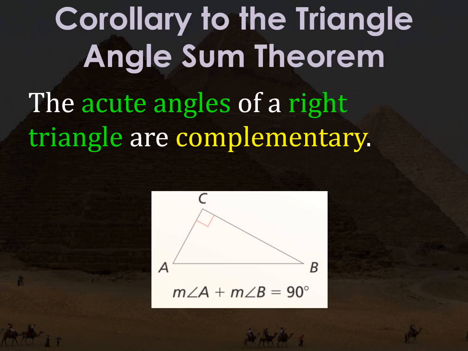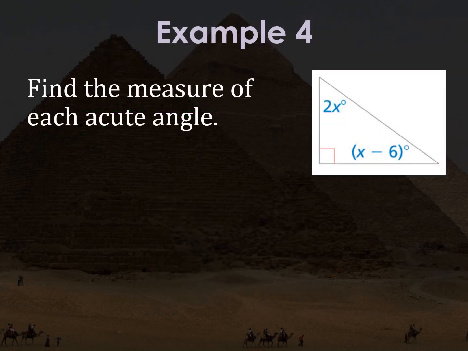So we have something called the corollary to the triangle angle sum theorem. Recall that the triangle angle sum theorem means that all three angles inside have to add up to 180. Here the corollary says that the acute angles of a right triangle are complementary. So here angle C is a right angle. That means angles A plus B have to equal 90. That's the corollary.